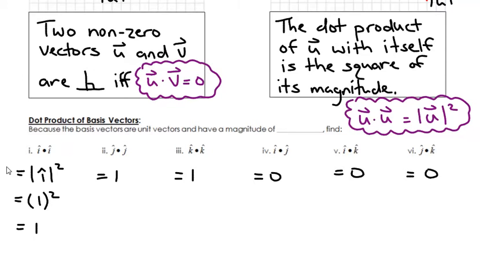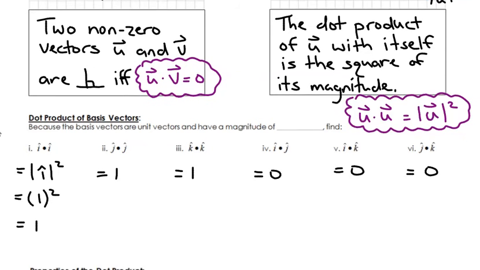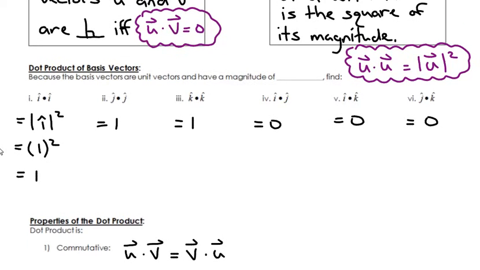Okay, now, taking that in mind, let's calculate some of the unit vectors. What happens if we dot them with each other? Okay, so for the very first one, why don't I get my purple out?